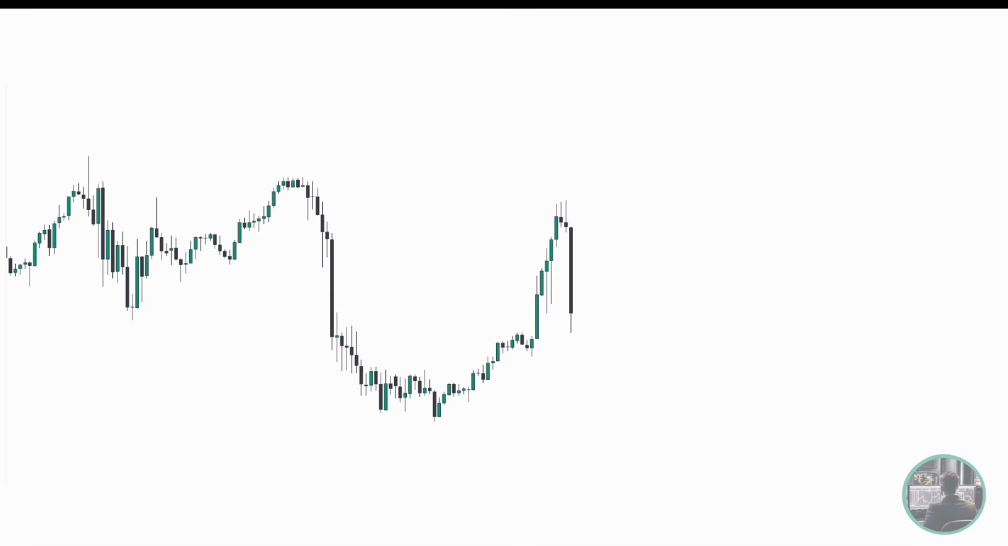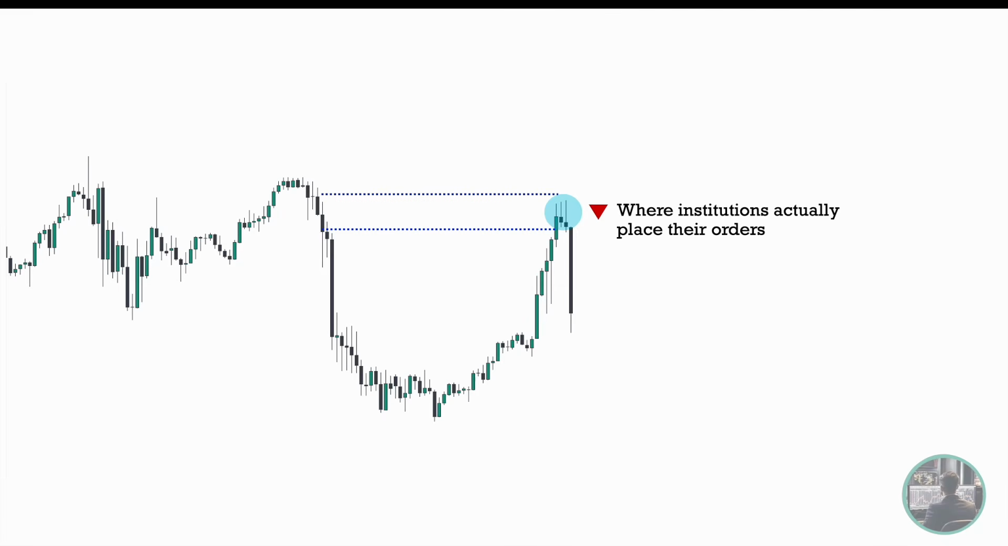But real supply and demand zones don't work like that. Real supply and demand zones show you where institutions actually place their orders and move the market. And once you find them, they're permanent and insanely accurate. So in this video, I'm going to show you exactly how to find them step by step so you can start trading zones that actually work.